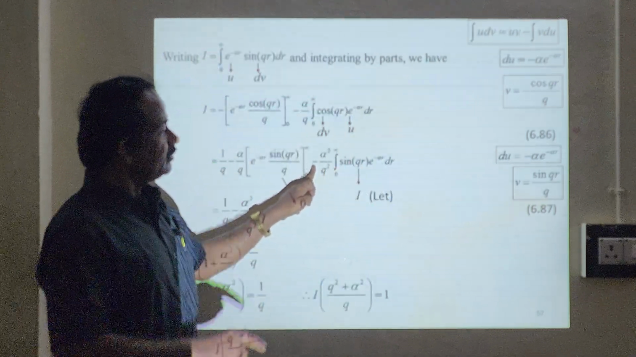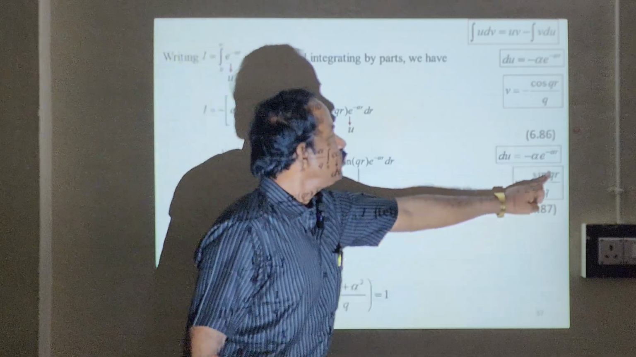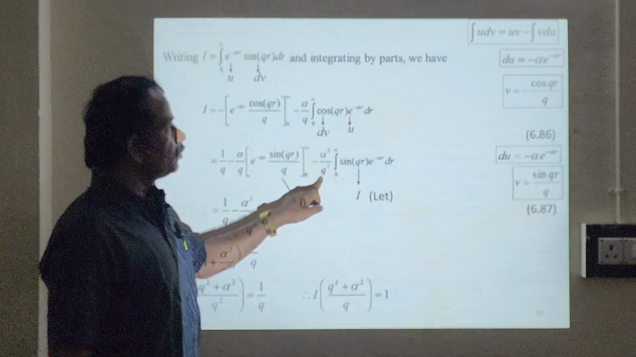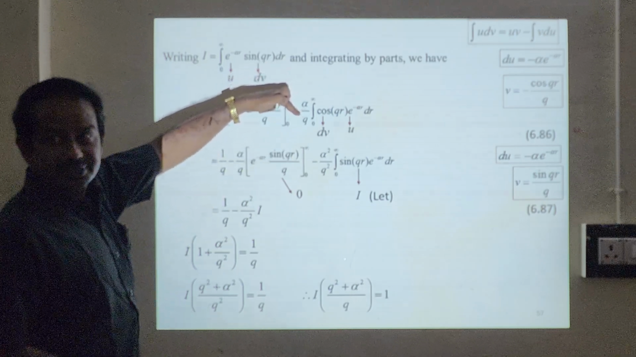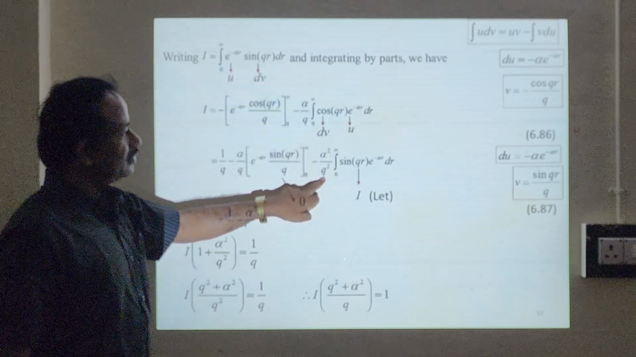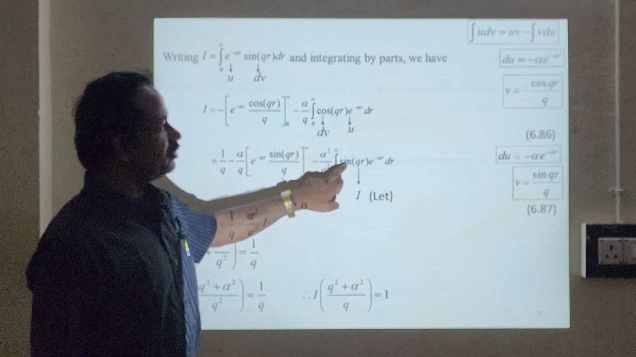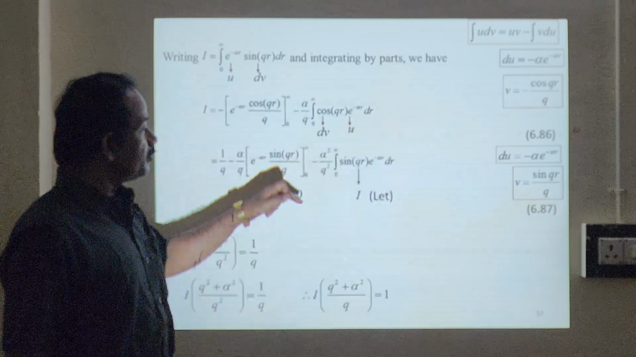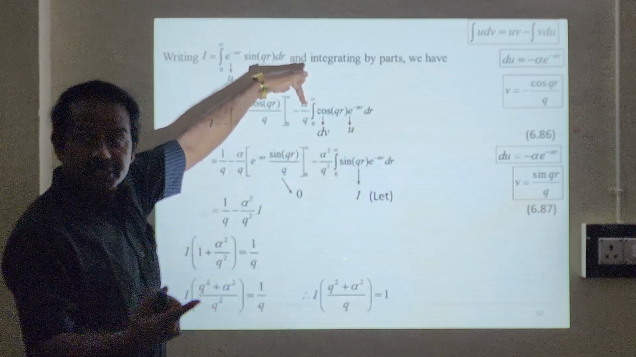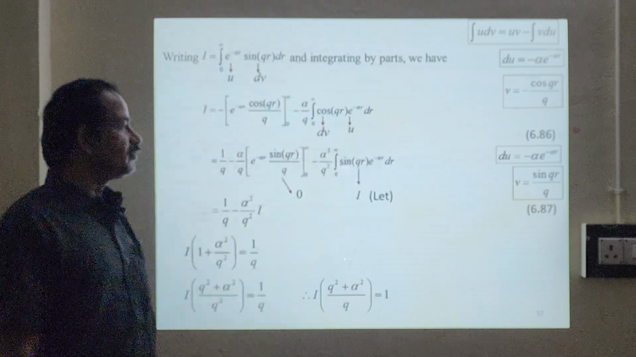Then you will have a minus sign. Your v will be sin qr by q. So sin qr by q, already one q is here, so q square. Okay. Then next one will be du. What is du? Minus alpha e power minus alpha r, already one alpha is here, so alpha multiplied by alpha square. That minus is here. We have e power minus alpha dr.